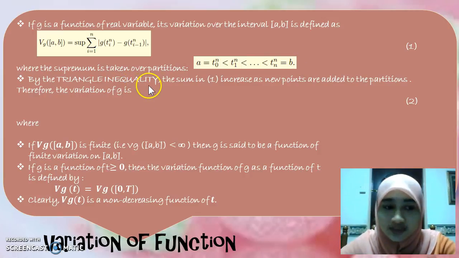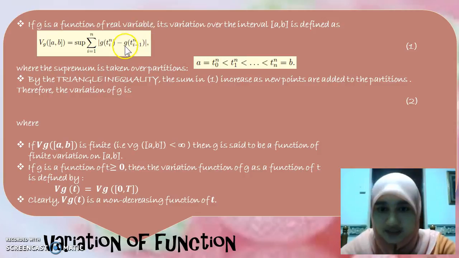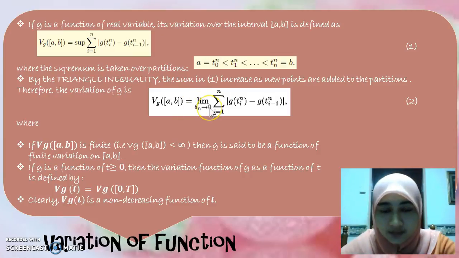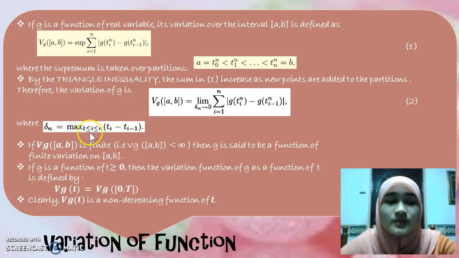By the triangle inequality, the sum in this equation increases as new points are added to the partition. Therefore, the variation of g is given by this equation. It will form like this: the limit as delta n goes to 0 of the summation from i equals 1 to n of |g(t_i) - g(t_{i-1})|, where delta n equals the maximum over i from 1 to n of t_i - t_{i-1}.